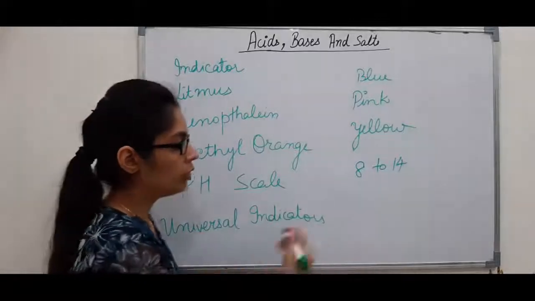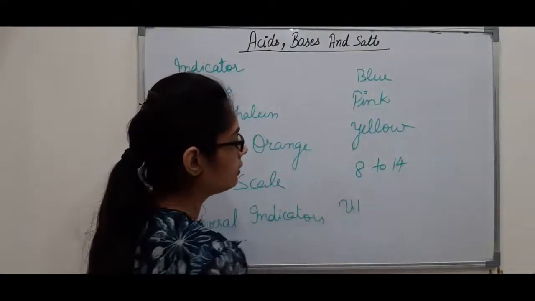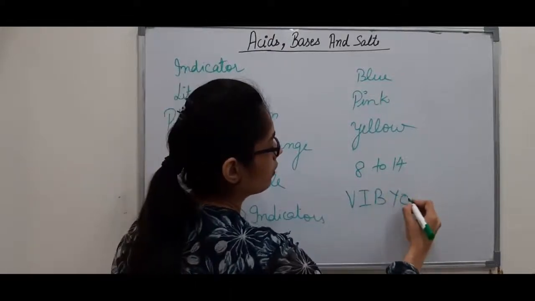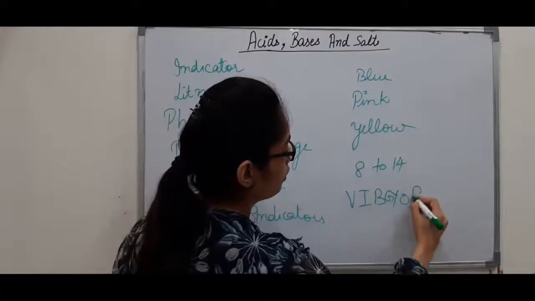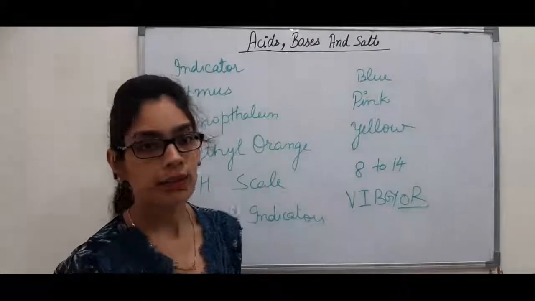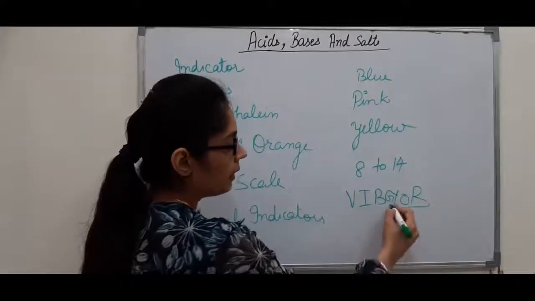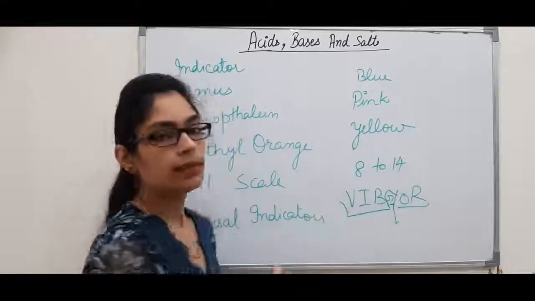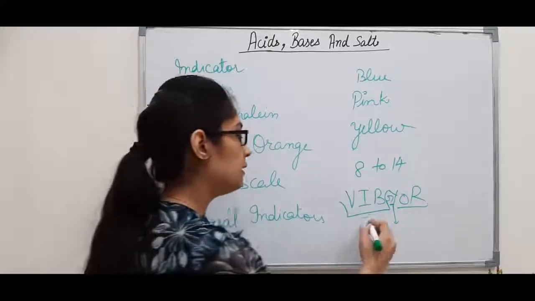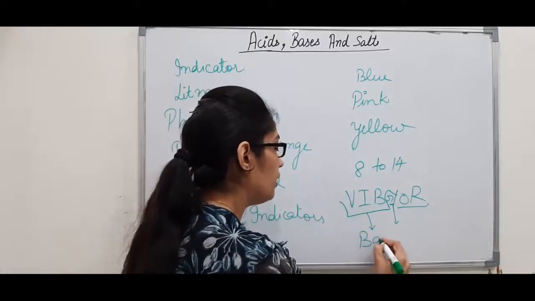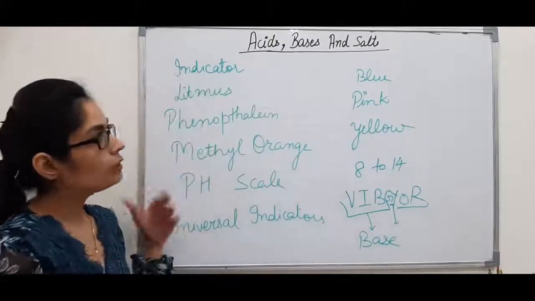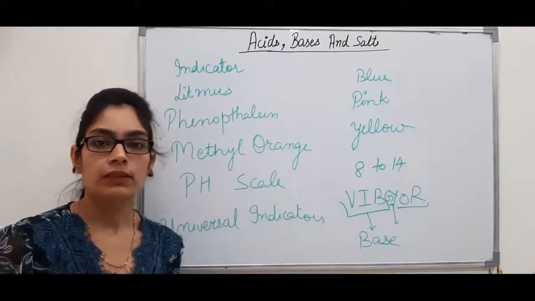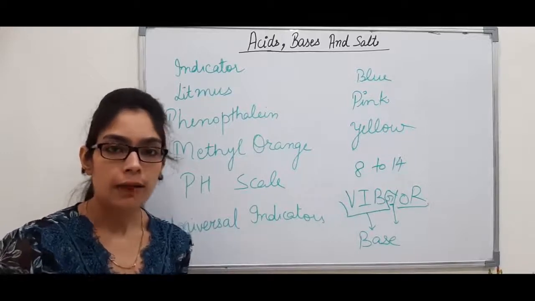Universal indicators: on universal indicators we have 7 colors in the form of Vibgyor. We have already discussed yellow, orange and red indicate the presence of acid. Green indicates the presence of neutral solutions, and the remaining three colors, violet, indigo and blue, will indicate the presence of a base. Now it's all clear about the indicators and the changes which can be observed in the presence of a base. Now let's do the types of bases.